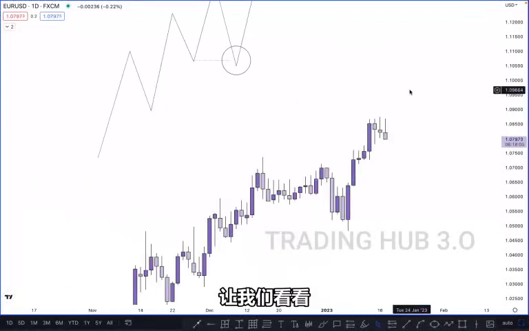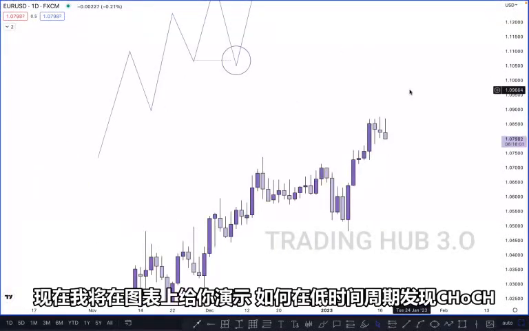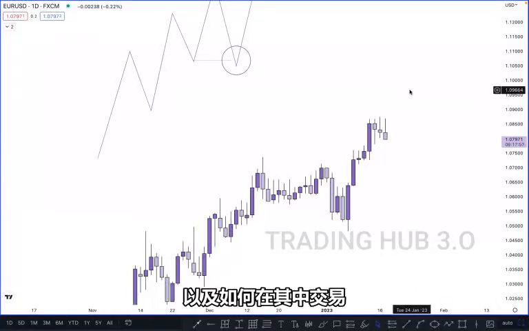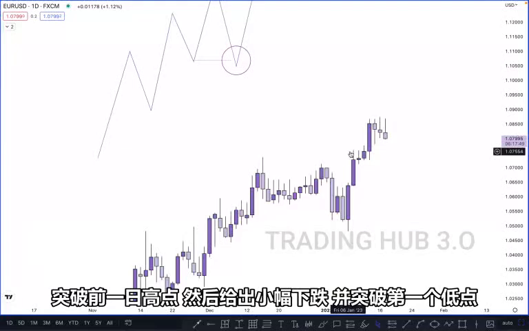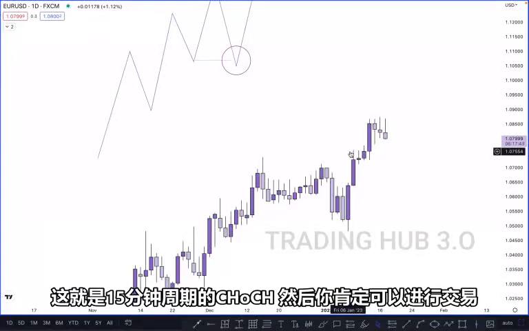So let's see. Now I'm going to show you exactly on the chart how you can identify CHoCH in a lower time frame and how you can trade in a lower time frame. So this is our bullish market structure, as you can see here. But if the market takes out the previous day high, then the market gives you a small momentum to the downside and breaks the first low as a change of character in the 15-minute, then definitely you can trade.